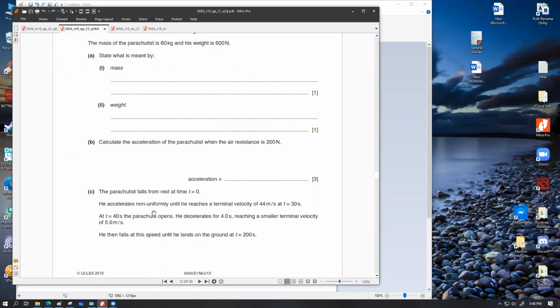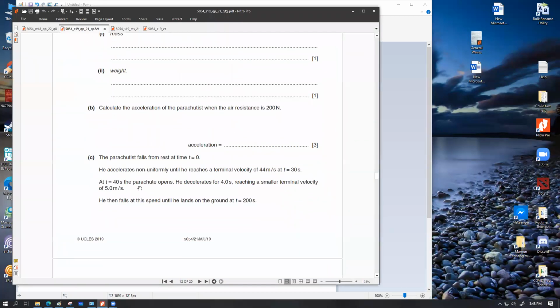So then it says that at t equals 40 seconds, the parachute opens. He decelerates for 4.0 seconds, reaching a smaller terminal velocity of 5 meters per second. So the deceleration duration should last for 4 seconds, and after 4 seconds, his speed will become 5 meters per second. He then falls at this speed until he lands on the ground at t equals 200 seconds. So at 200 seconds, he lands on the ground.